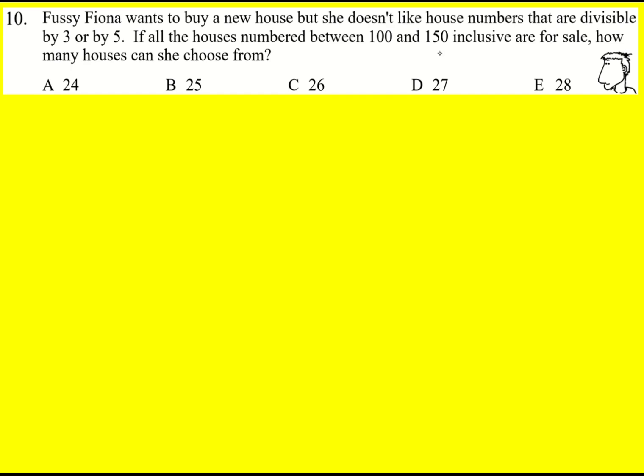The house is a number between 100 and 150, which means in total we have 150 minus 100 plus 1 houses to choose from, 51 different houses. You have to add the 1 if you want to include both values. For example, if you wanted the houses between 2 and 3, then you would do 3 minus 2, but that only gives 1. You can see you have to add 1 here so that you include both 2 and 3.